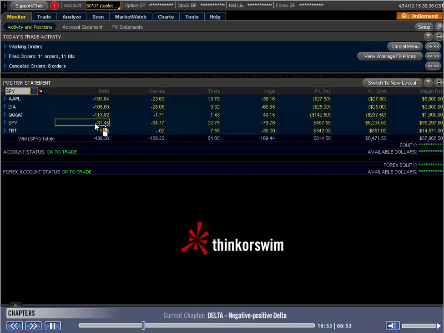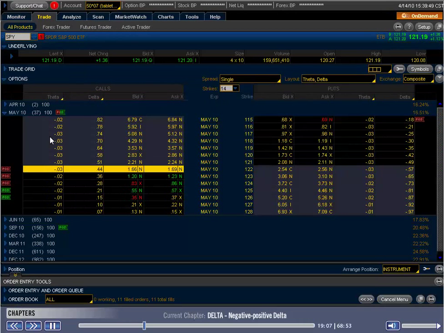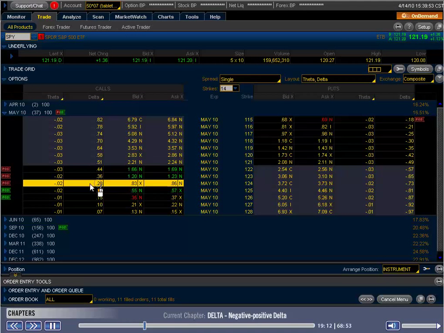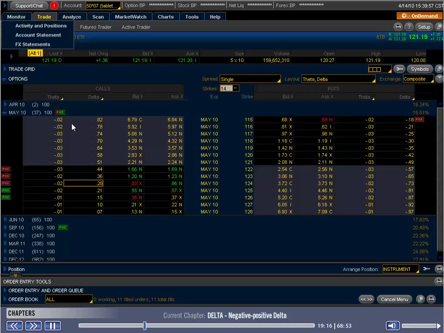And when you look at the Spider position, I'm negative 31 deltas, but I'm also collecting $32 a day in decay for having taken some of that directional risk. And that's, again, what we're going to start to make correlations to in just a moment. So back to the trade tab over here, and let's drop into delta. I gave you the 50,000 foot view there in the monitor tab, but now let's get into a singular sense of what delta really is.